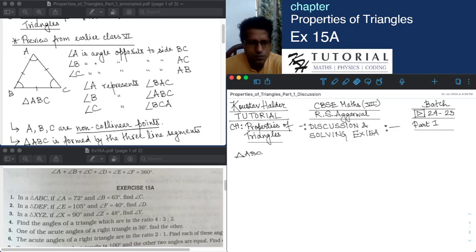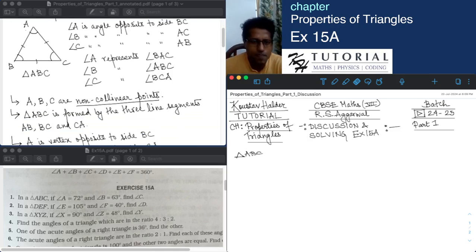So this is the very basics of what a triangle is. A triangle is formed from three non-collinear points A, B, C, and we have three sides and three angles.